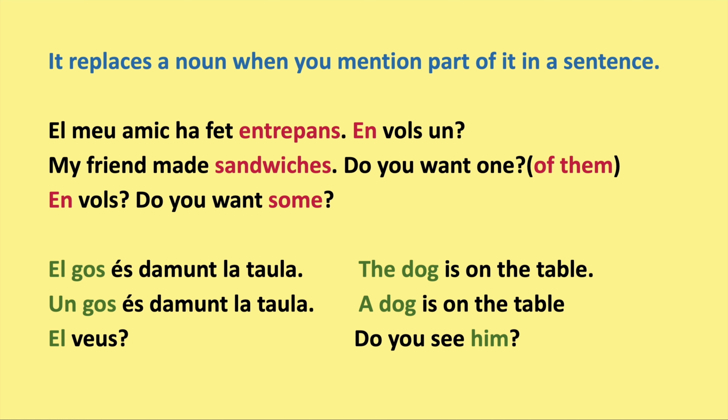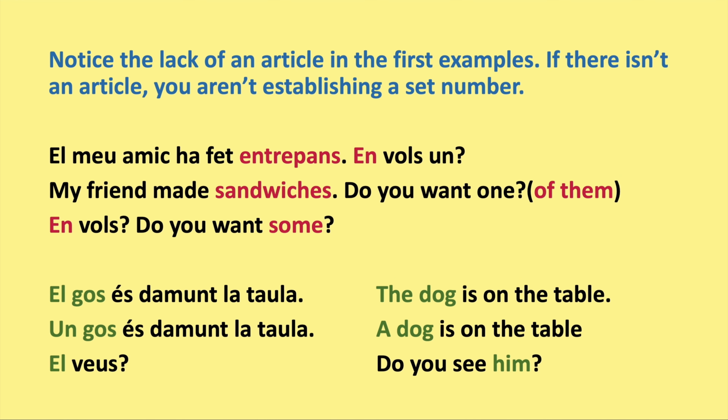The examples in green are different. Notice the lack of an article in the first examples. If there isn't an article, you aren't establishing a set number. So in the green examples, you are establishing a number, whether it be definite or indefinite, with "the dog", "a dog". That's why you use "el" and not "en".